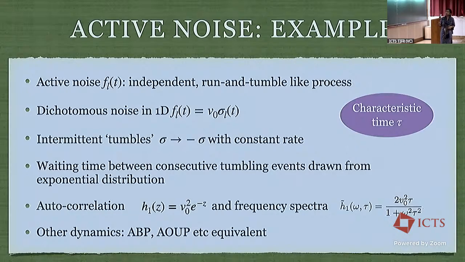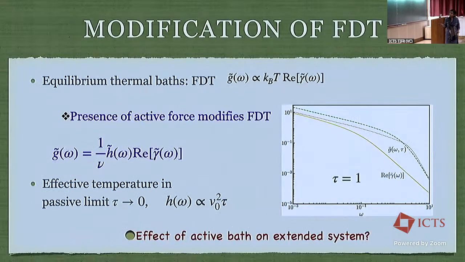It turns out that this H function is simply exponential. It's just a dichotomous process. The H function is simply exponential, and the frequency spectrum, which is the Fourier transform of this, is a pure Lorentzian. But it depends on omega, unlike the passive case. So we took a particular example, but other known active processes can also be done. If some of you are familiar with these words, these are all equivalent. It can be done.